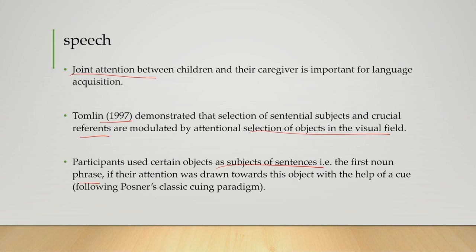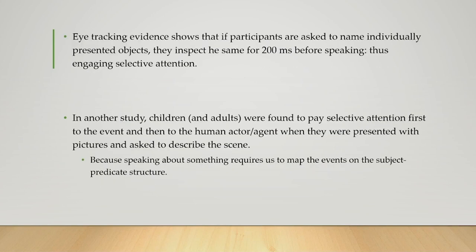So, there were objects in the visual field, the participants were made to look at those, and those are the objects they used as subject in the sentence. This is how they showed a connection between attention and sentence generation. Eye tracking evidence from yet another study shows that if participants were asked to name individually presented objects, they inspect that object for 200 milliseconds before speaking, thus engaging selective attention. Before they name the objects, they pay selective attention to them, spending 200 milliseconds looking at it before they speak.